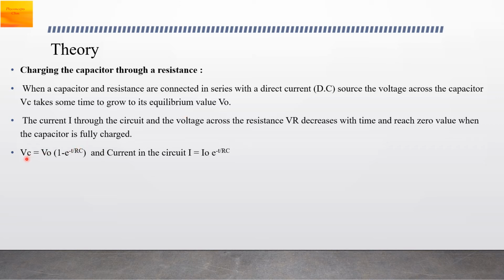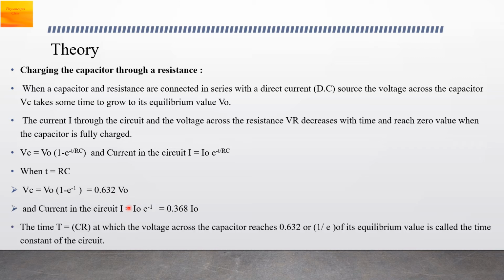So we can write down the equation for capacitor voltage: Vc is equal to Vo into 1 minus e raised to minus t upon RC. When t is equal to RC, substituting t equal to RC in this equation, we get Vc is equal to Vo into 1 minus e raised to minus 1, and that is equal to 0.632 Vo. So the time t equal to RC at which the voltage across the capacitor reaches 0.632 or 1 by e of its equilibrium value is called the time constant of the circuit.